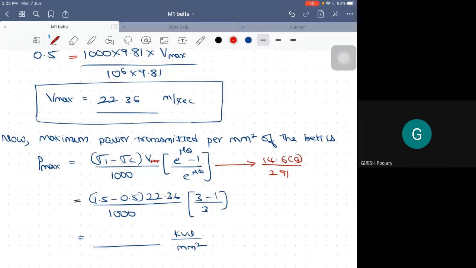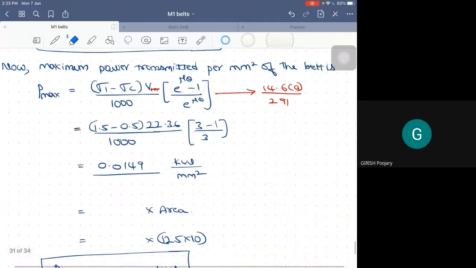0.004. Okay, fine. So this is per mm square. Don't worry, don't be frightened with the values. It is per mm square, that's why the value will be very, very low. 0.0149. Now, since this is per mm square, multiply it by area. Area will be in mm square, so that we get it in kilowatts. So multiply it by the area of the belt.